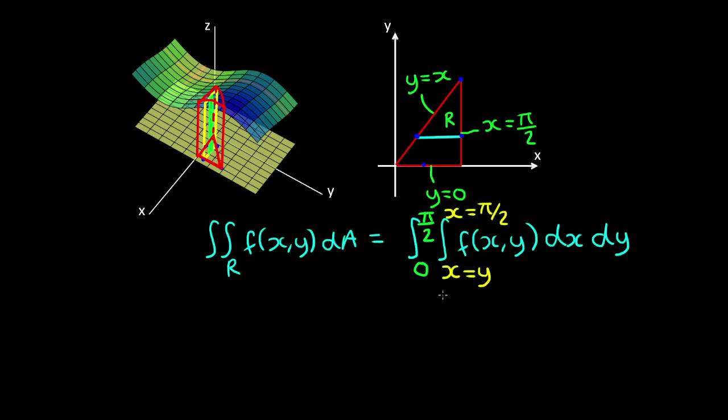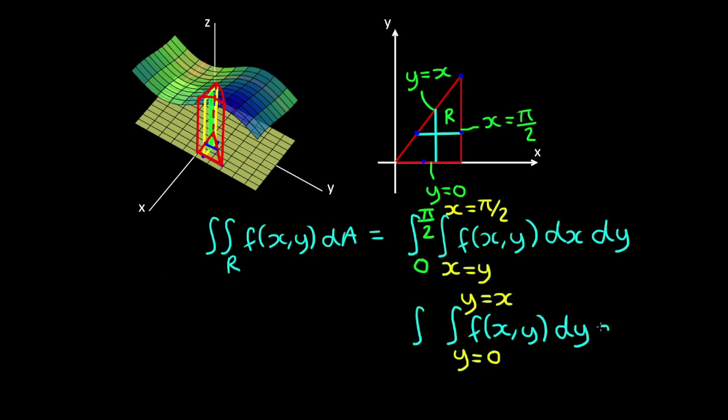Now in a similar way, we can choose vertical cross sections and evaluate the integral of our function with respect to y first. So we're integrating from y equals 0 to y equals x. So essentially these cross sections are parallel to the y-axis. And integrating the result with respect to x, we include all these vertical cross sections from x equals 0 to x equals pi on 2.